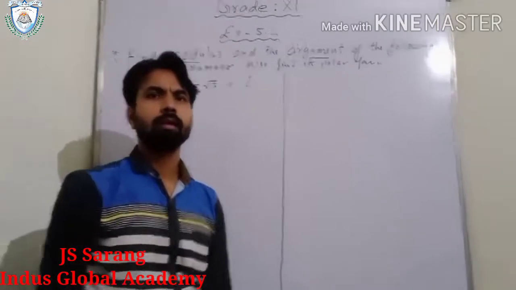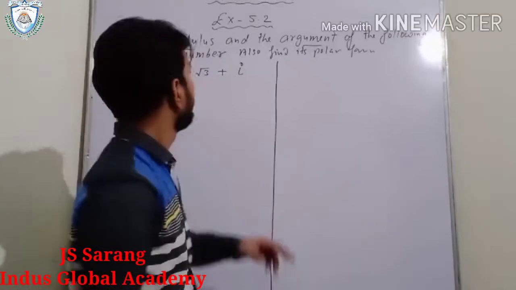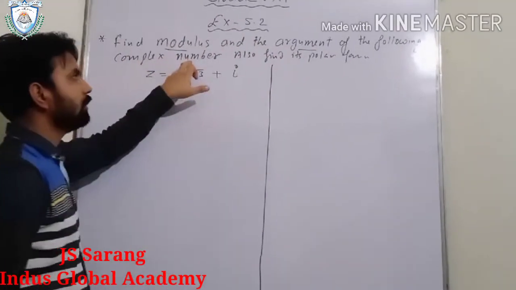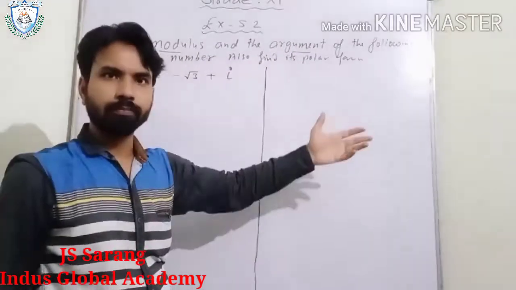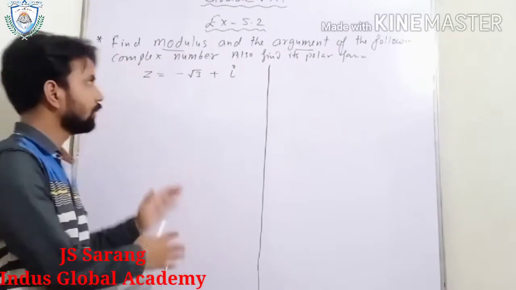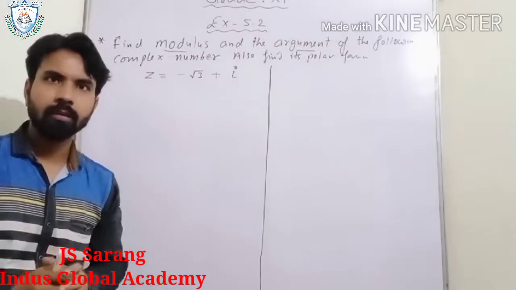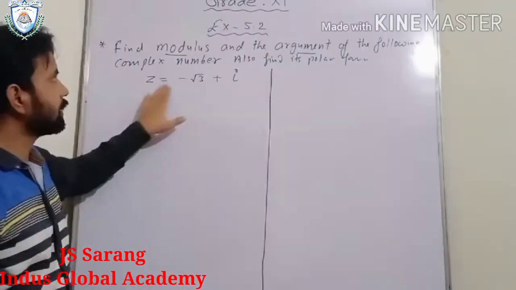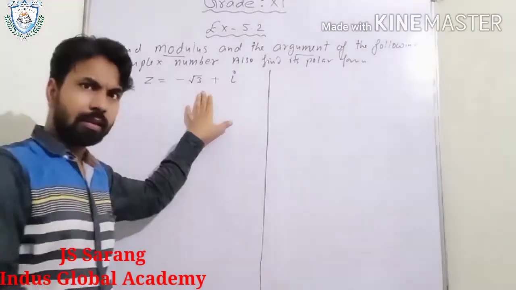Okay students, I am taking one more example. We have to find the modulus and the argument of the following complex number, and also find its polar form. All three things we have to do for this complex number. So the process will remain the same as before. We will have to compare this given complex number with its polar form.